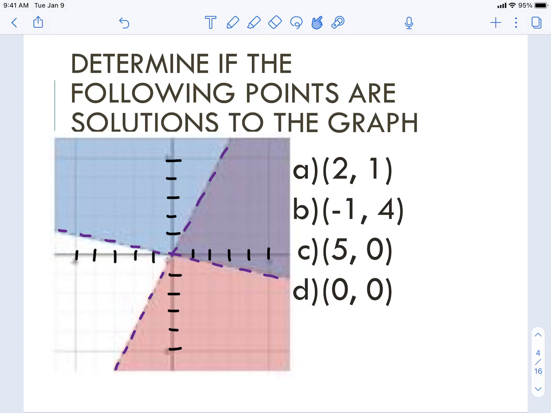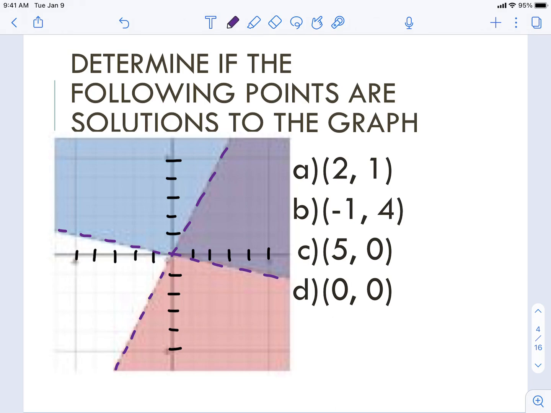All right, so for this one, remember the purple area, this is the solution set, right? The blue area is everything above this line. The red area is everything kind of below and to the right of this line, and their intersection, blue and red, make purple.